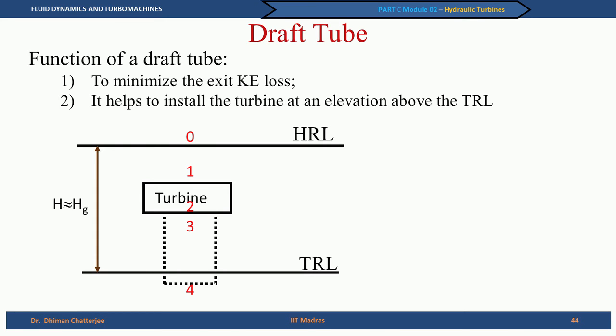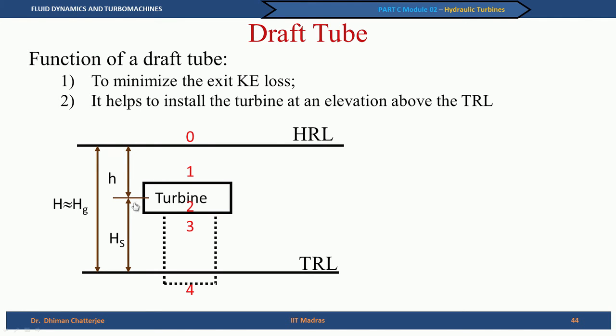And right now we are also ignoring any losses, and we say that the net head is approximately the geodetic head. This is not required, but we are taking it for our simplistic analysis. We say that the turbine is located at an elevation Hs above the tail race level. Why do we need to put it Hs? We will come to that later.